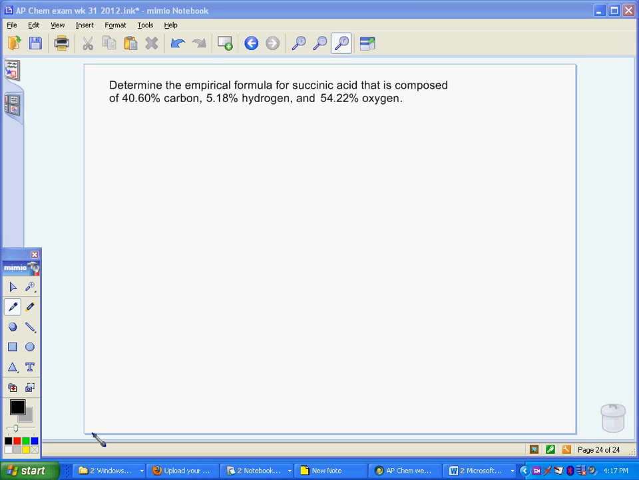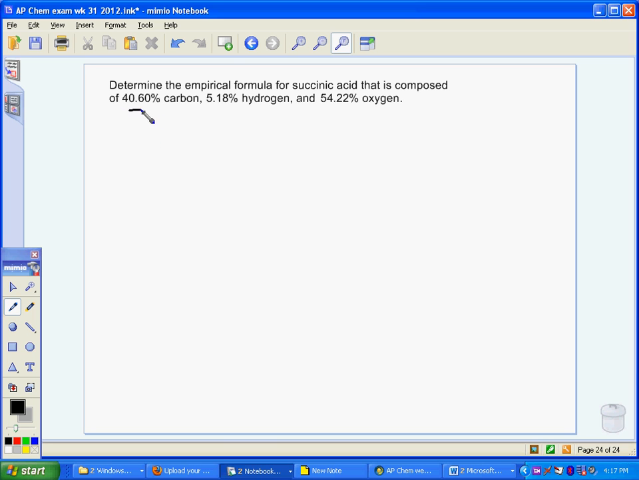This was a 5-point problem on your test, determining the empirical formula. Of course, the number one thing that people who got this wrong did was that they used gram ratios. Remember that your formulas are not in gram ratios, they're in mole ratios. So you've got to convert to moles.